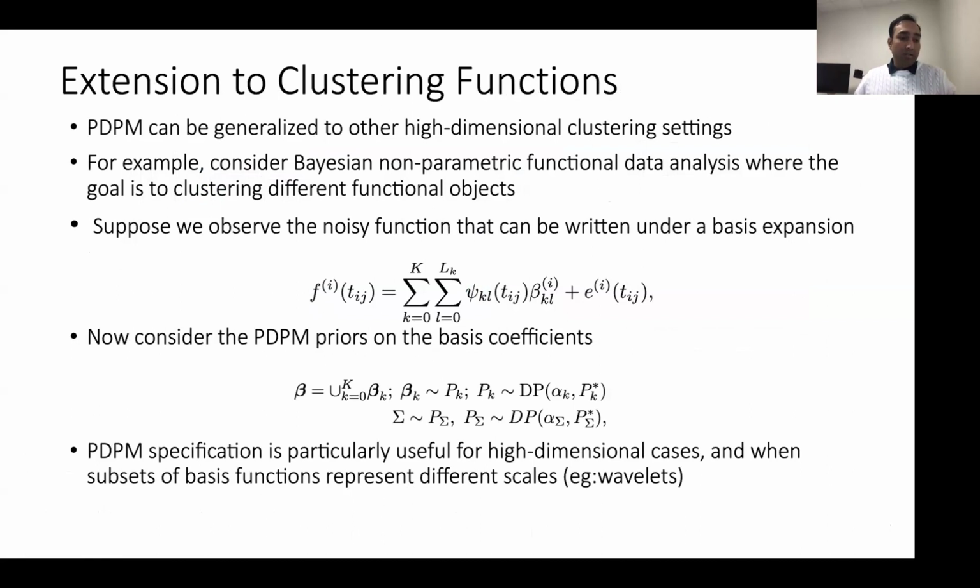So this paper is under revision, and now we are extending the product of DPMs to clustering functions, right? What we're really working on is high dimensional images as functions, and we're using this product of DPM idea to separately cluster the global and the local features in the image. And we hope that this will lead to more interpretable analysis. So right now we are working on this paper, and we are looking forward to what kind of discoveries we find.